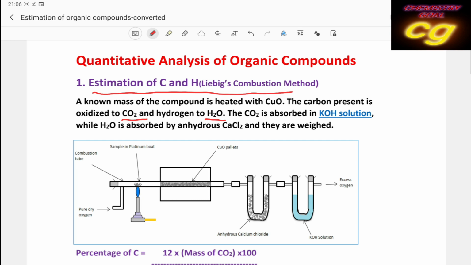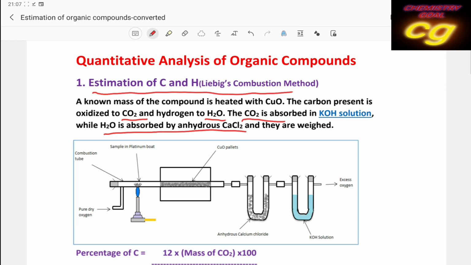And here, the carbon dioxide produced is absorbed by potassium hydroxide, because carbon dioxide is acidic in nature. Similarly, water is absorbed by calcium chloride. Calcium chloride is hygroscopic; it absorbs water, it absorbs moisture. So all the water will be absorbed by calcium chloride and the carbon dioxide is absorbed by potassium hydroxide. Before the reaction, we have already taken the amount of calcium chloride and the amount of potassium hydroxide solution.